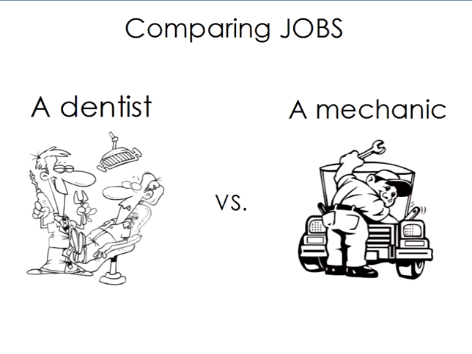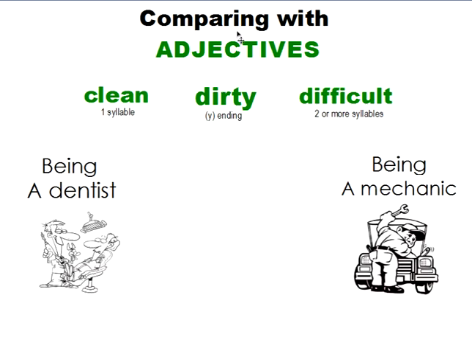So, today we're going to be comparing jobs, and specifically we're going to be comparing a dentist's job versus a mechanic's job. So let's get started. So first, let's start by comparing with adjectives. Adjectives are describing words. So for example, clean, dirty, and difficult are all adjectives. So I'm going to use these to compare being a dentist and being a mechanic.